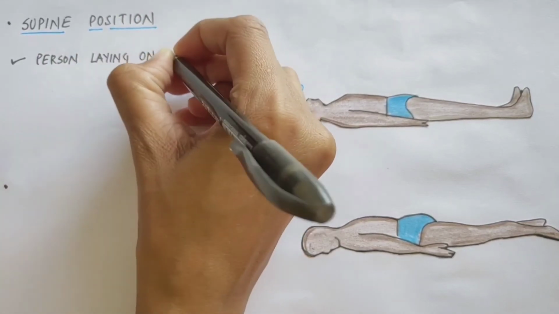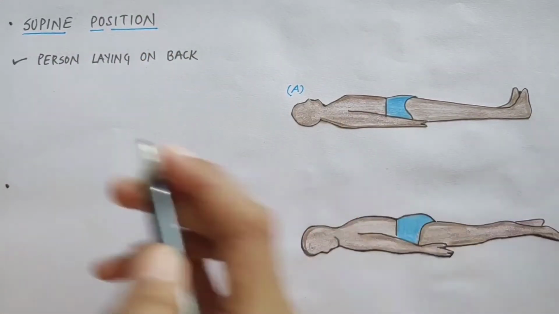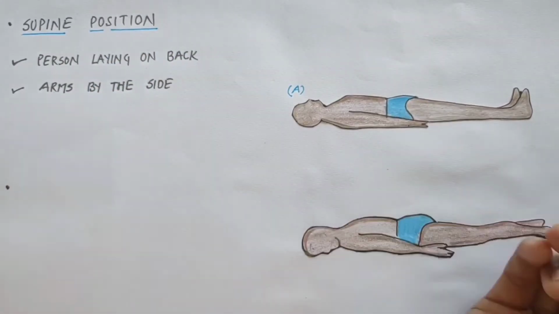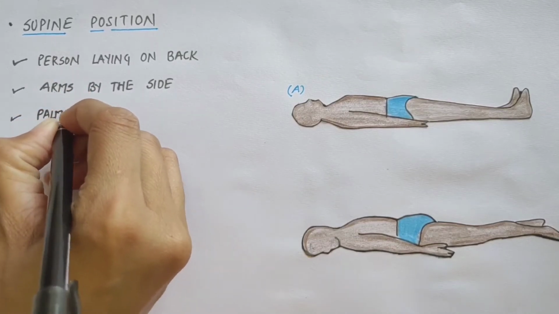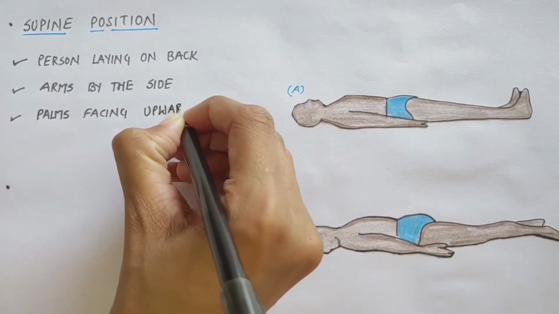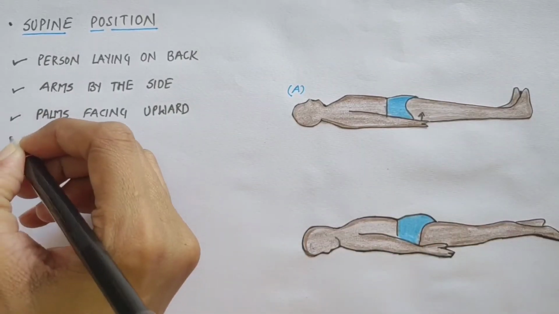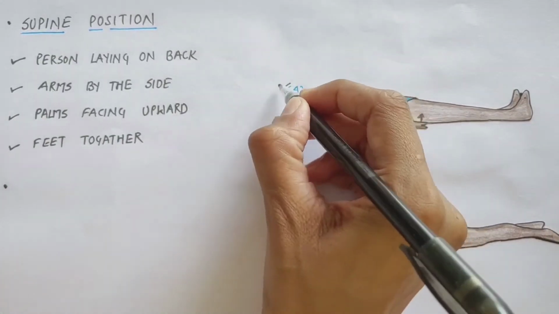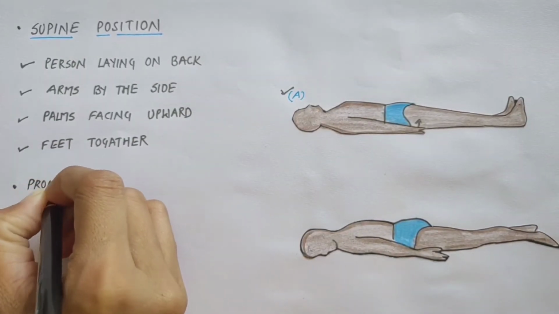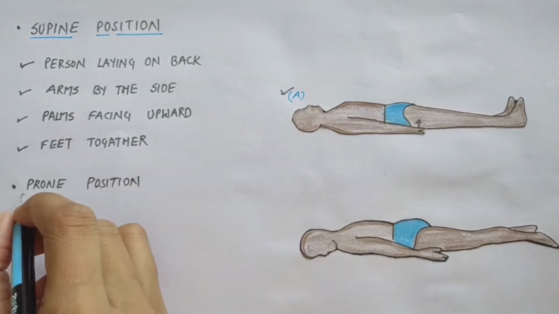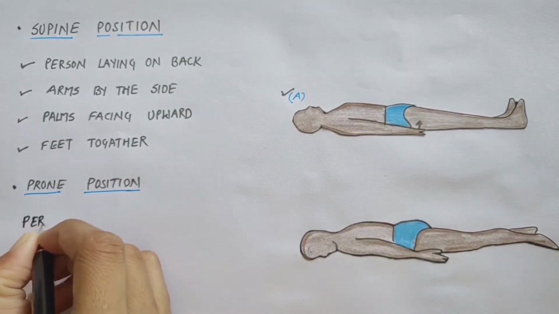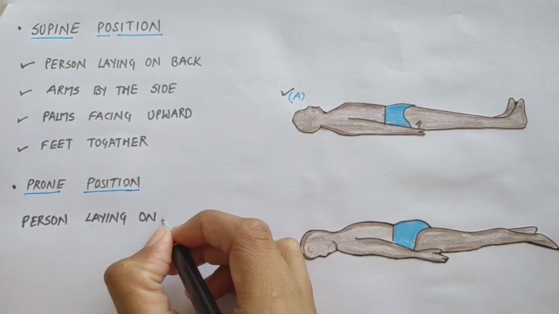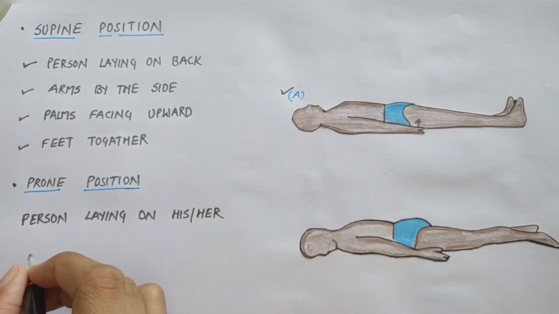Person lying on back, arms by the side, palms facing upward as in the diagram, feet together. It is supine position. And prone position. In prone position, the person is lying on his or her face, chest and abdomen.